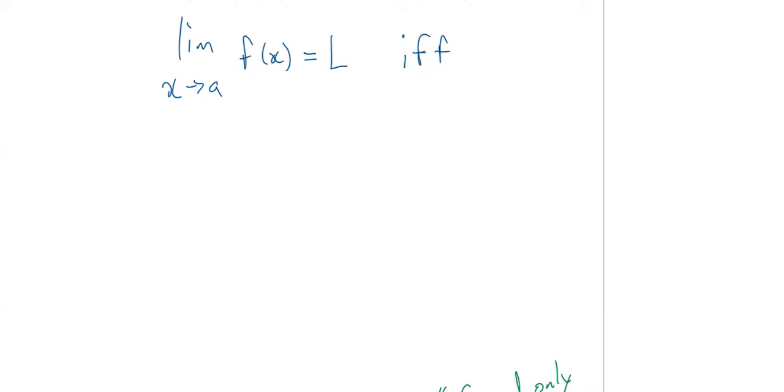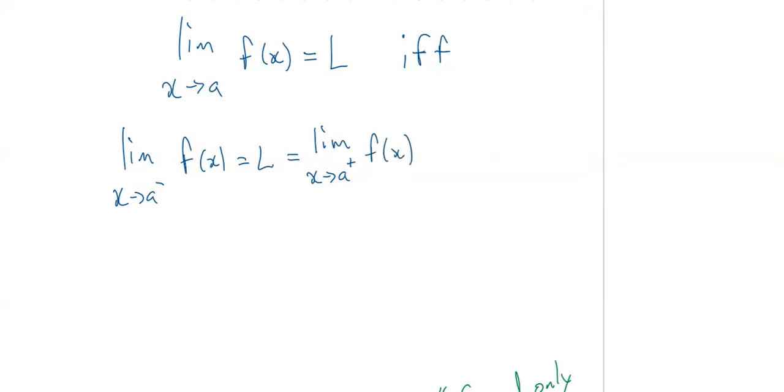Okay, so the limit as x approaches a of f(x) equals L. L is the standard that we use in limits to mean some value, capital L. So don't choose a different letter, make sure it's L. If and only if the limit as x approaches a from the left of f(x) equals L, which equals the limit as x approaches a from the right of f(x).